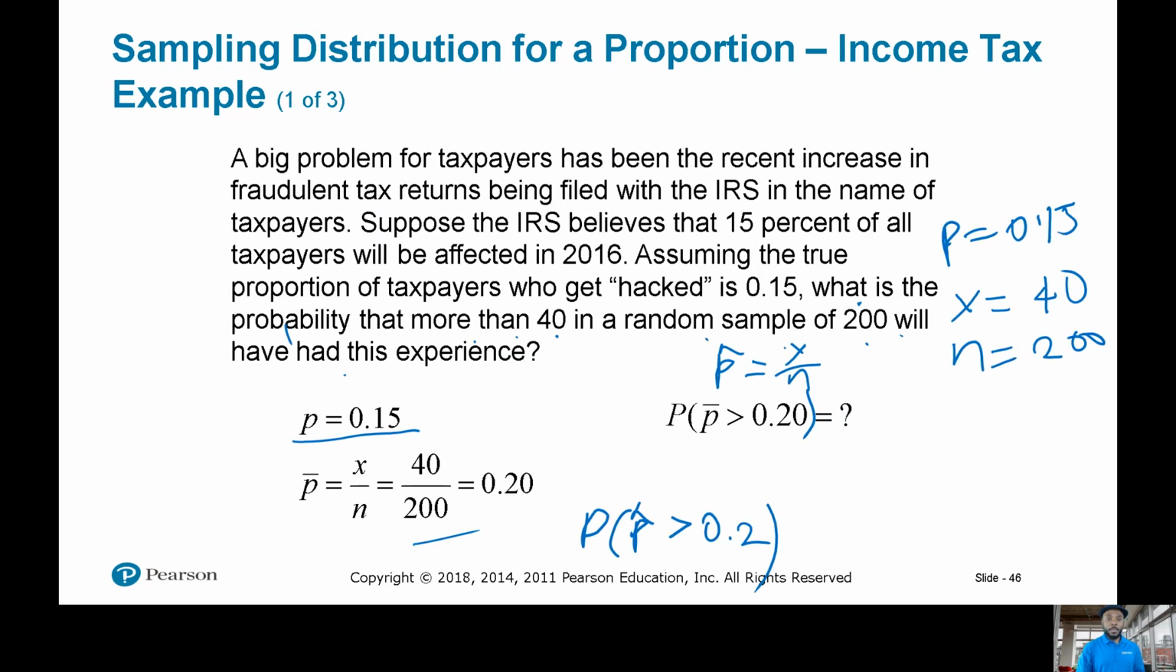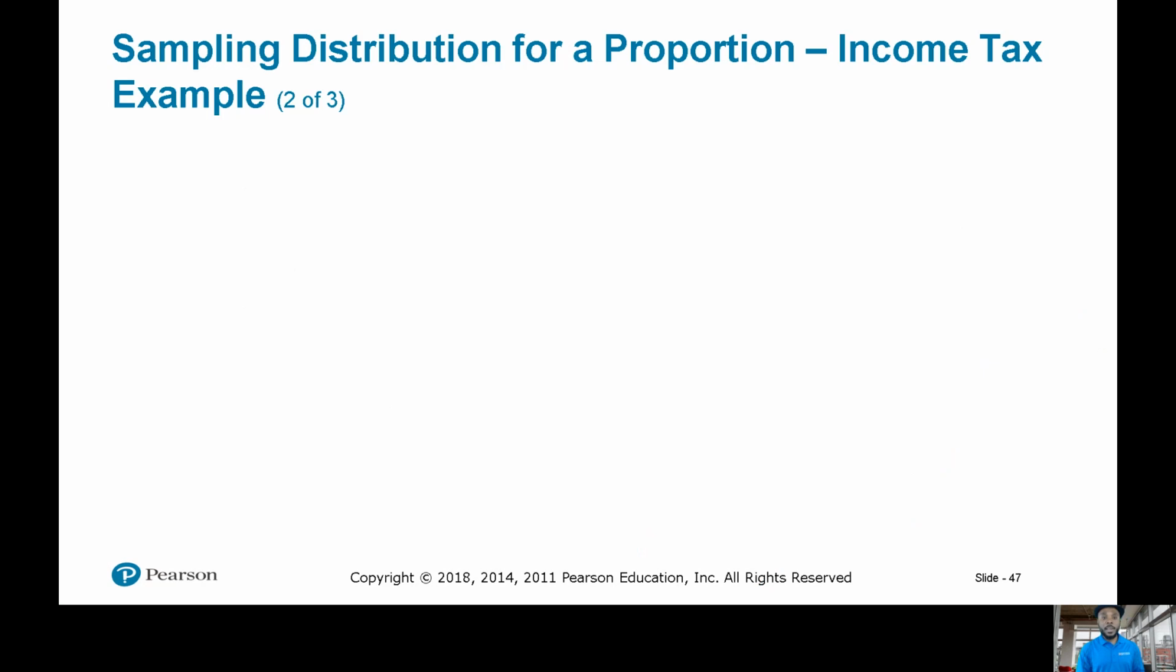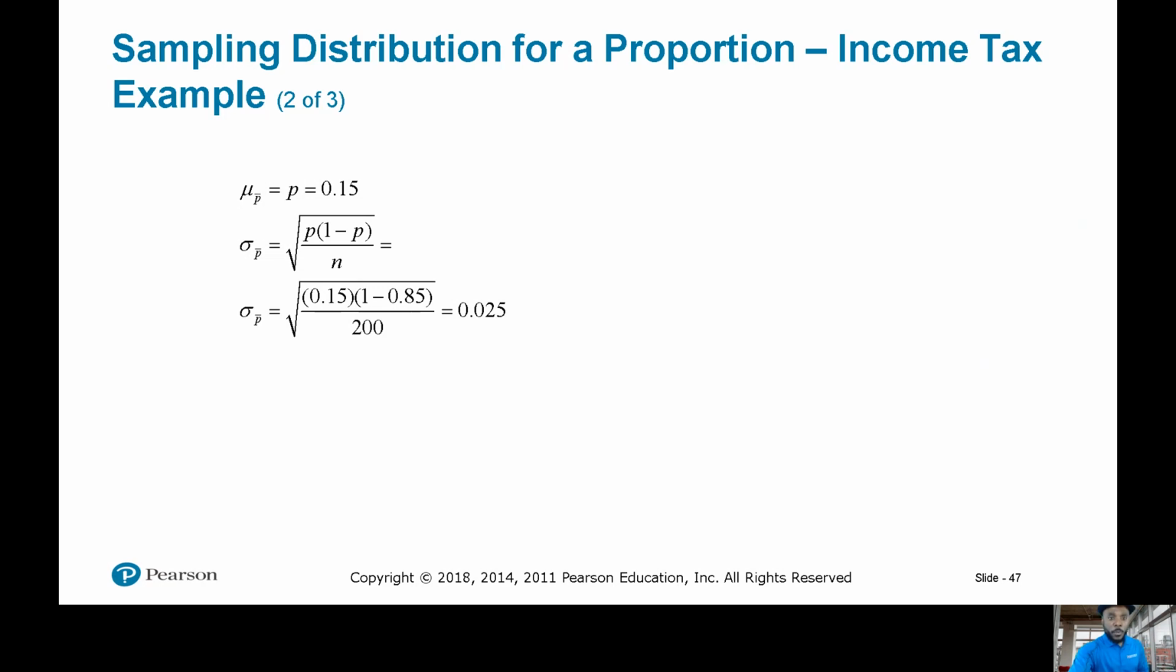Again, the first thing to do is compute n times p and also compute n times q. If n times p is greater than or equal to 5, and n times q is greater than or equal to 5, then we can go ahead to find the z values. So we have p, and we can find our standard error using this expression, which we've established.